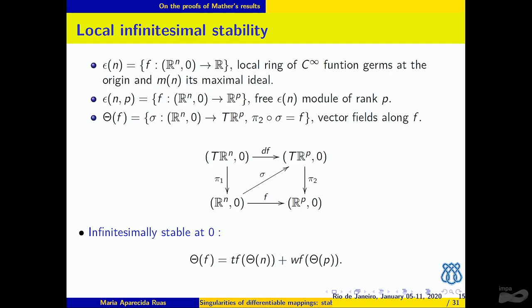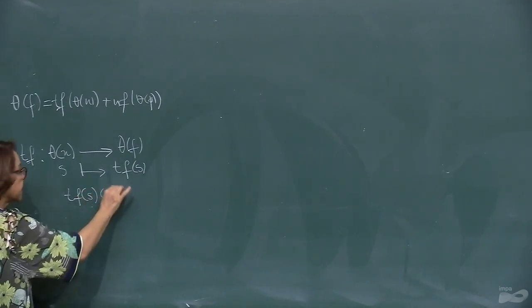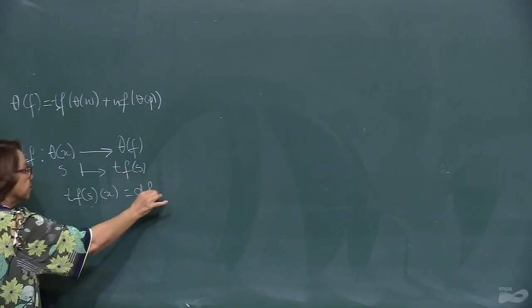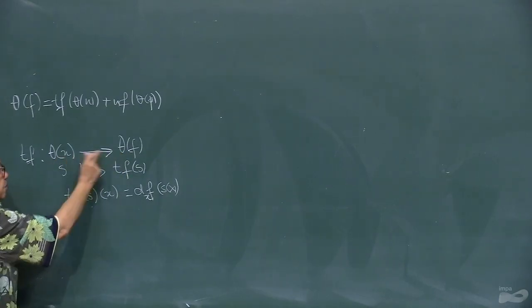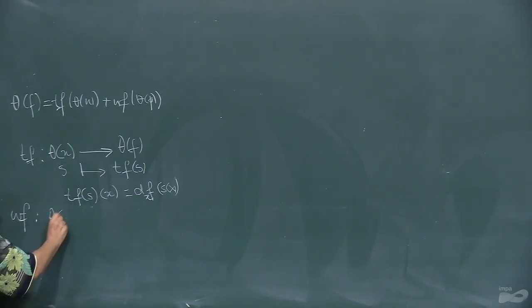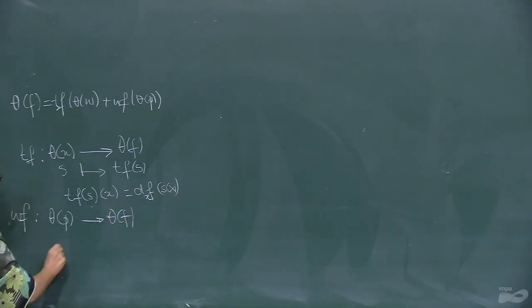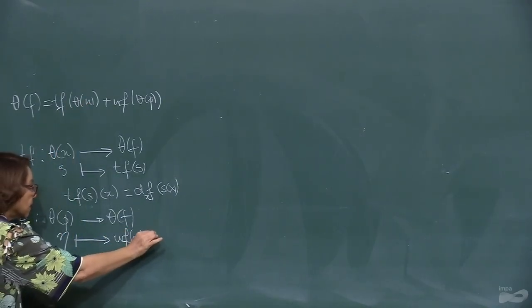Let me explain what I mean here. tF is a map from the vector fields in the source to theta F that for each S goes to tF of S, which acts in the following way: for each x in a neighborhood of the origin, it is the differential of F at the point x, calculated at S. And this is a homomorphism of epsilon n modules. On the other hand, this other map goes from the target to theta F: given a section eta in the target, omega F of eta is equal to eta composed with F.